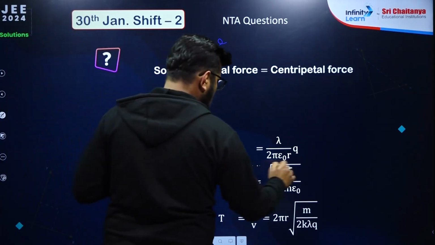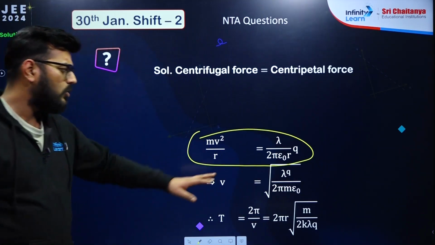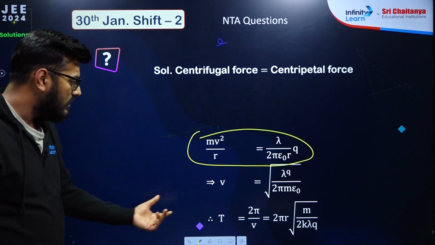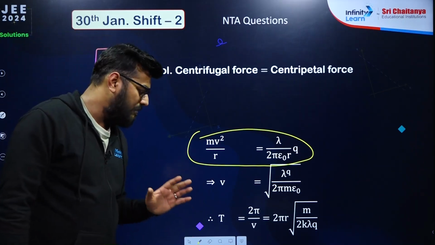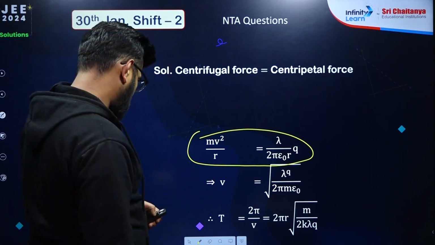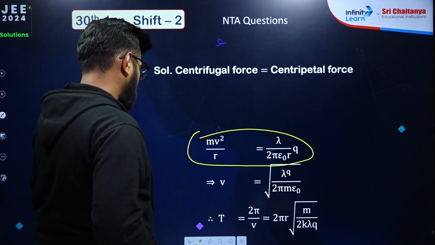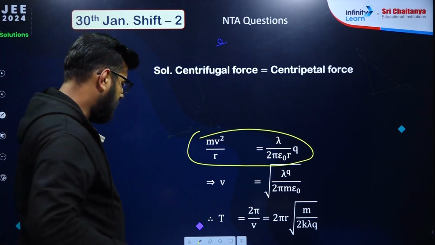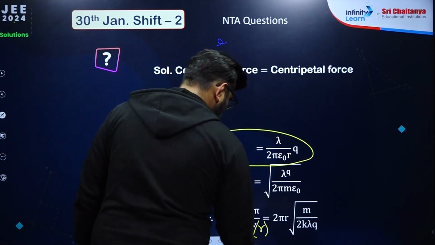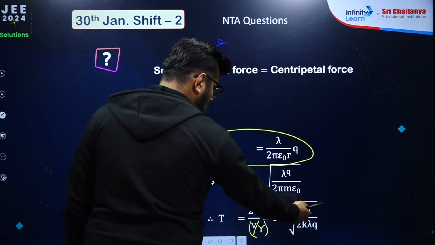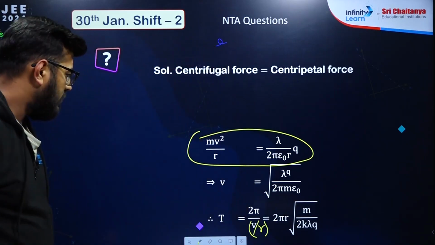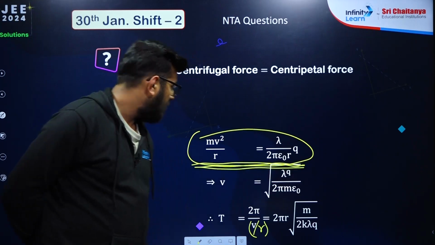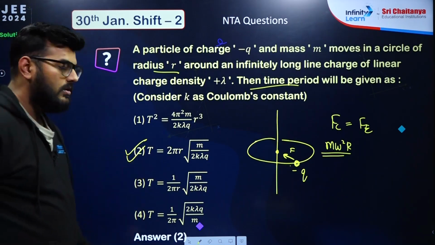See, m v square by r is equal to lambda upon 2 pi epsilon naught r, the electric field, into q. Based on that you can very easily find the value of the time period, 2 pi upon omega, with m v square by r. Through this you can find the answer. Omega is going to be v by r. That is the reason r has been placed over here. Just try to relate both of them, you'll get the final answer, and it obviously is going to be option number 2.